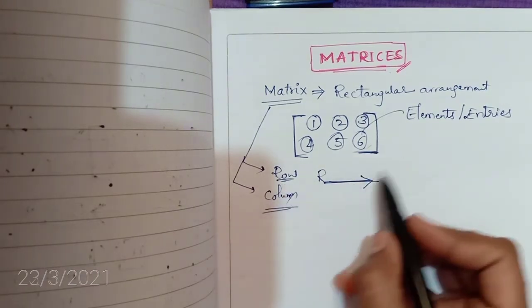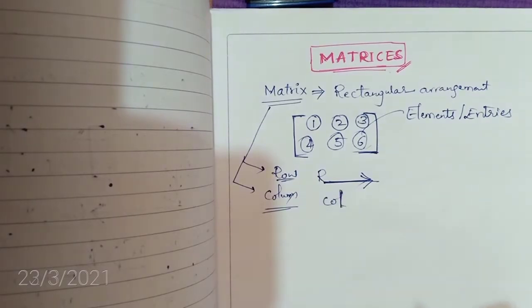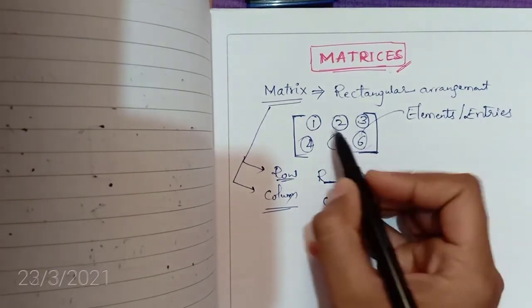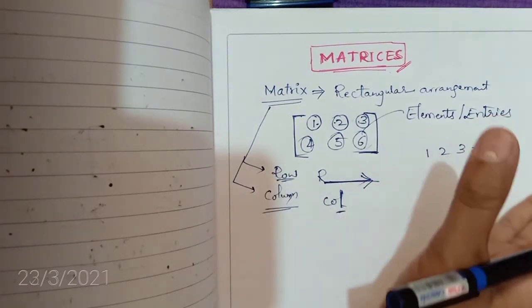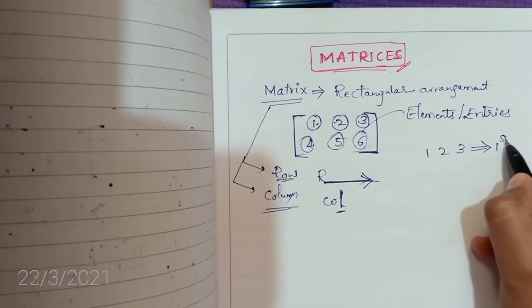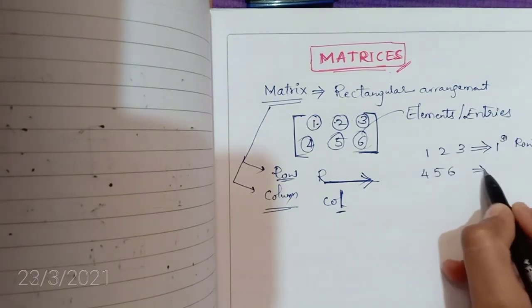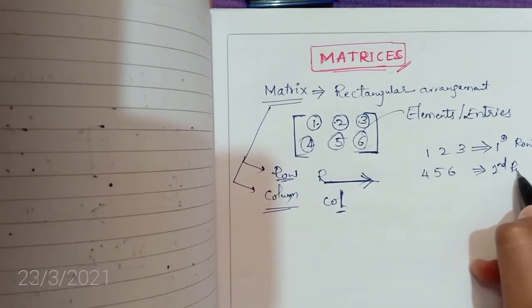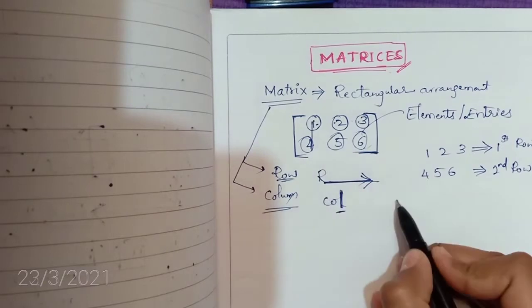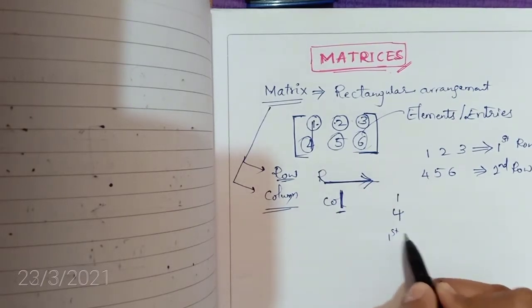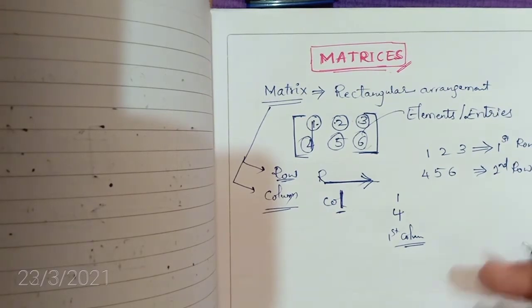So rows are those written in the horizontal way, columns are those written in the vertical way. Here 1 2 3, written in the horizontal way, comprises the first row. Then 4 5 6 comprises the second row. And columns are vertical, so this one, 1 4, is the first column. I have written it in expanded form.